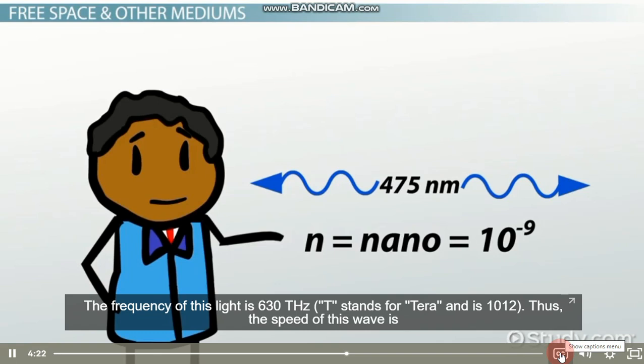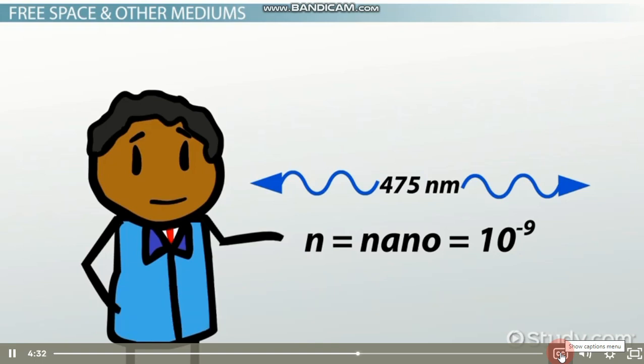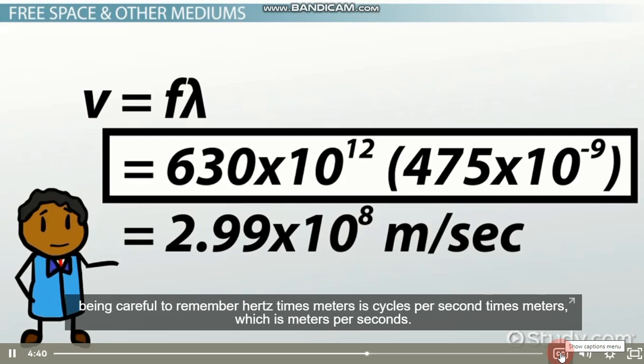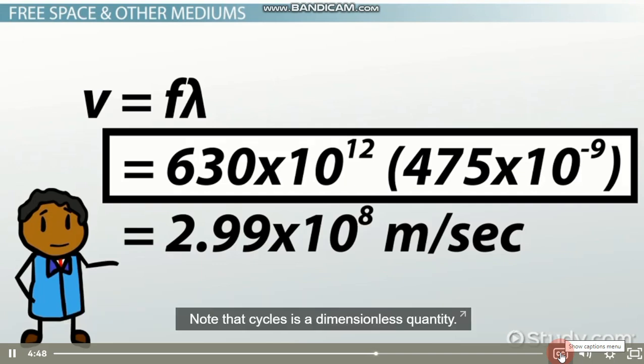The frequency of this light is 630 terahertz. T stands for tera, and is 10 to the power of 12. Thus, the speed of this wave is what you're looking at on screen. In the second line, we replace f and wavelength with the numerical values. The units are omitted for simplicity, being careful to remember hertz times meters is cycles per second times meters, which is meters per second. Note cycles is a dimensionless quantity.